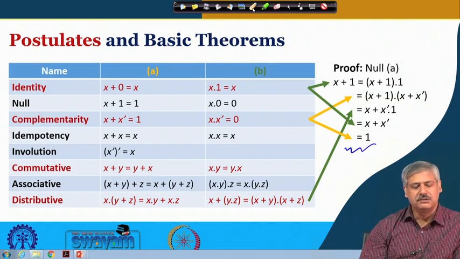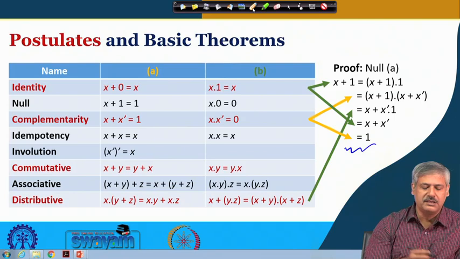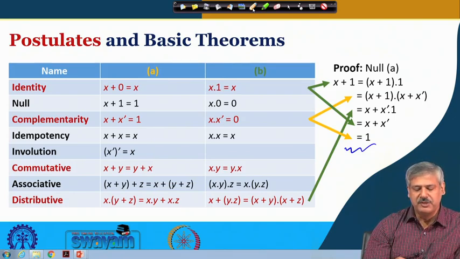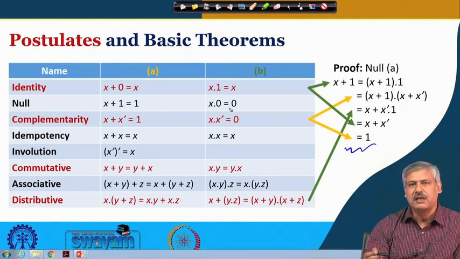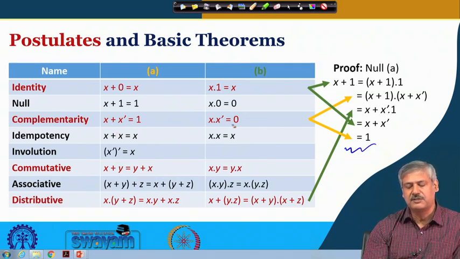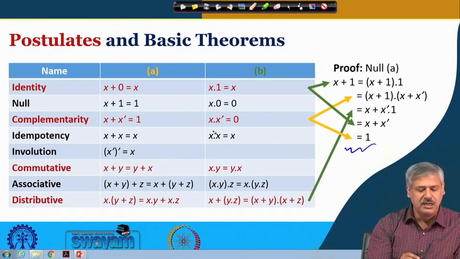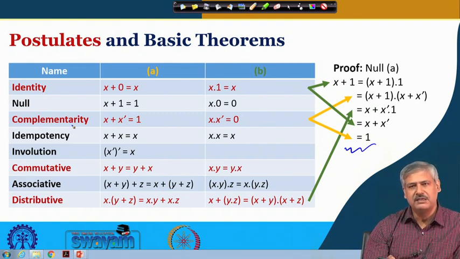Identity we have already seen: x plus 0 is x, x and 1 is x. Null, this is a theorem, the null theorem. That means x ORed with 1, anything ORed with 1, gets nullified. So the output will be 1, and x has no representation in the output. For the AND case, x ANDed with 0, the output will be 0. This can be derived, as we can see later. And complementarity: x plus x prime is 1, x dot x prime is 0, coming directly from the postulate. The ones in brown come directly from the postulates, and the rest are theorems which can be derived from the postulates.